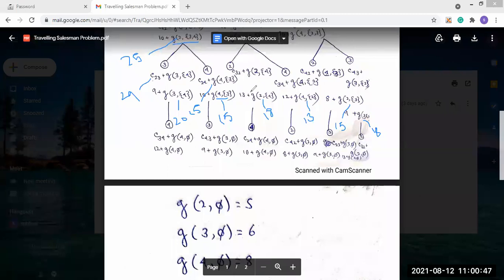Is it clear to everyone? Yes, sir. Okay. So that's how we can substitute the values and we will get the final value. Like this, we will solve the traveling salesman problem.